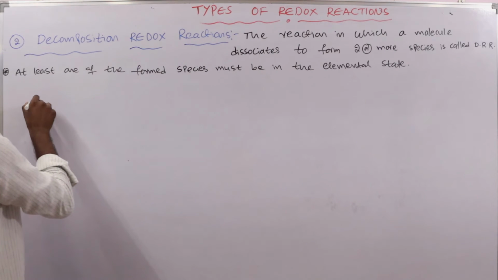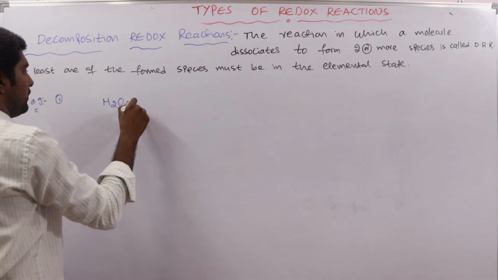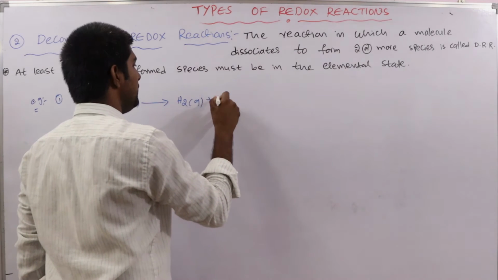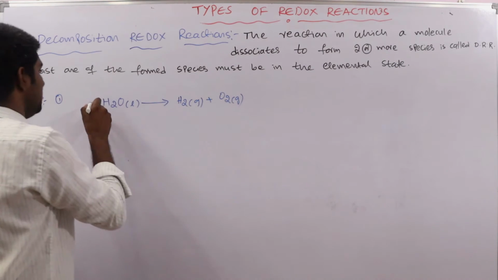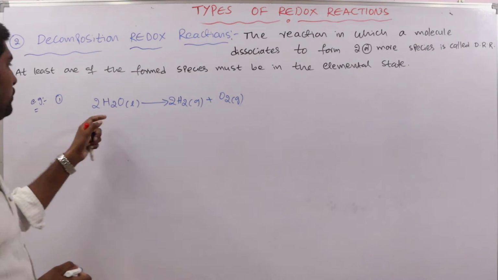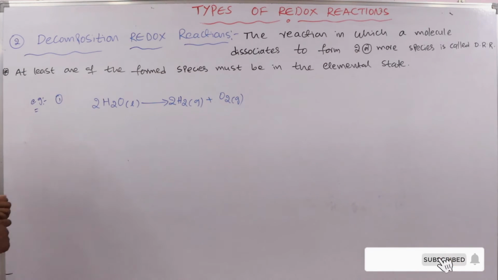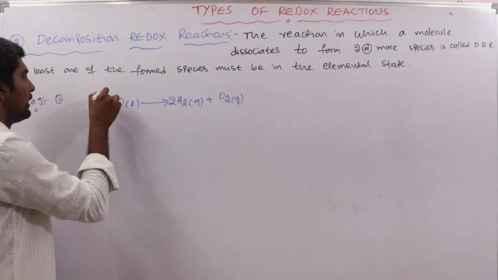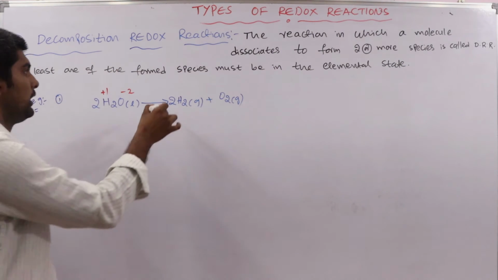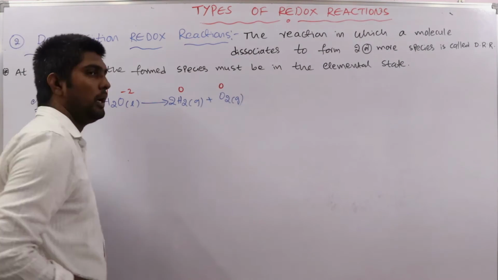Best examples, if you take water molecule, it dissociates to form hydrogen plus oxygen. If you balance this, 2 moles of water gives 2 moles of H2 plus 1 mole of O2 gas. See here, what is the oxidation state of hydrogen? +1. What is the oxidation state of oxygen? -2. Here what is the oxidation state of hydrogen? 0. Here oxygen is also 0.